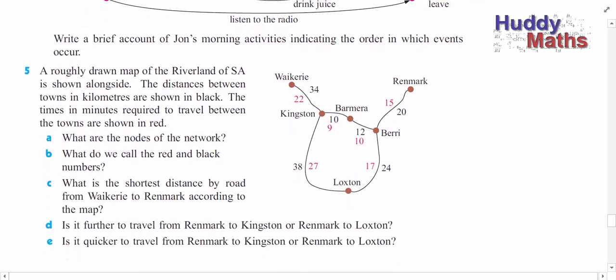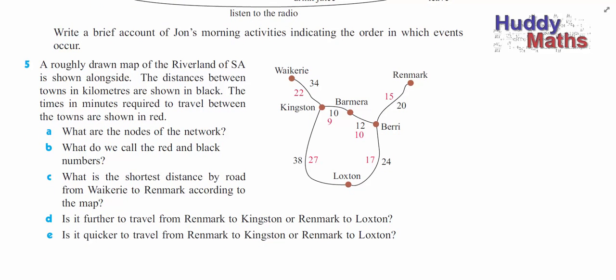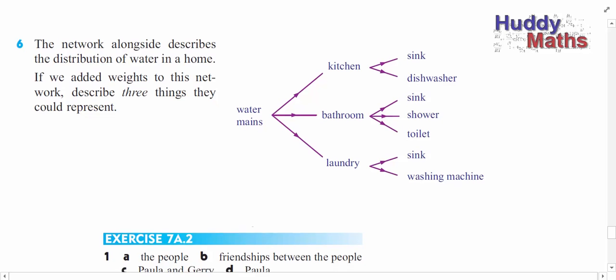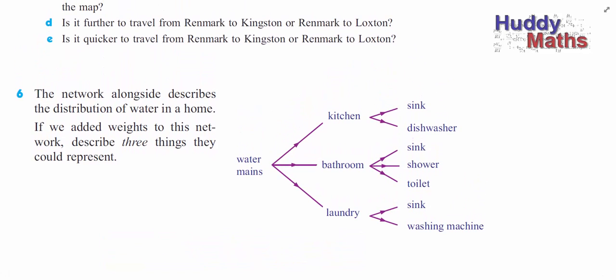Let's have a look at question 5. This is getting between towns now. Okay, what's the aim of this network diagram? Can it help you in real life? I think it can. Okay, pause it, have a go. We'll go on now to question 6. I'll just leave the answers there.